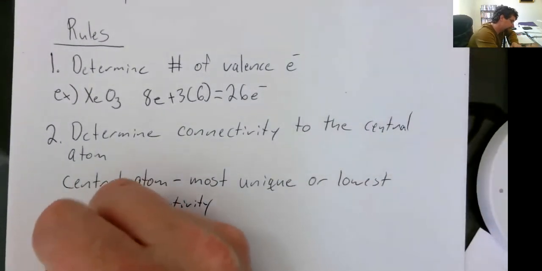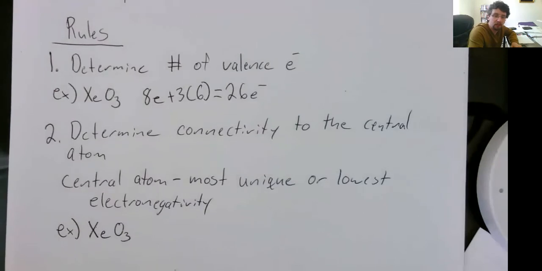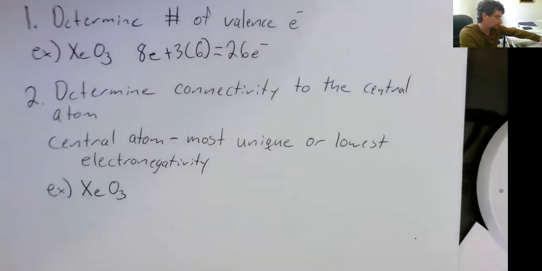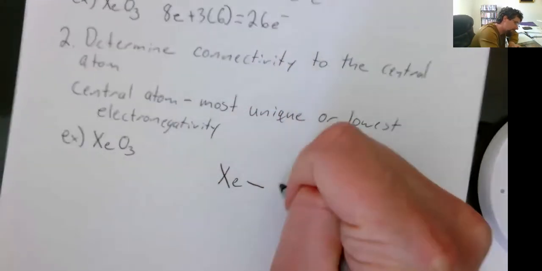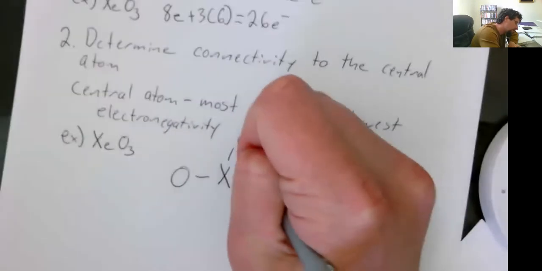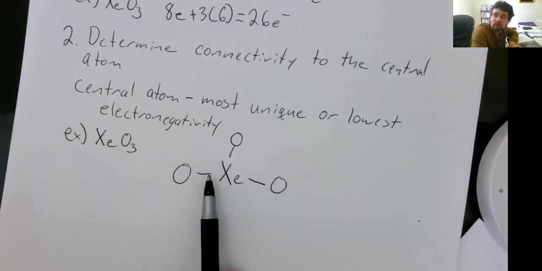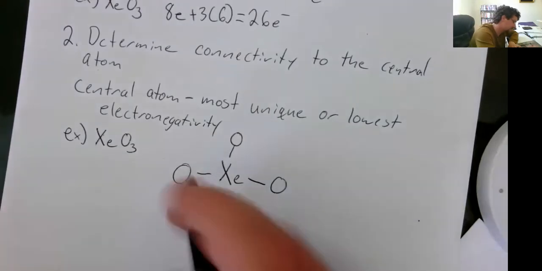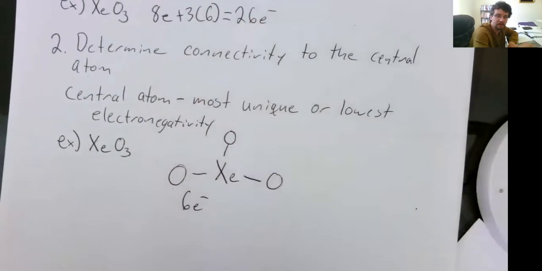But for our example, we've got xenon trioxide. Xenon, there's only one of them. That's actually going to be the central atom. So we draw this xenon, and we draw some bonds to it. Note that each of these lines is a single bond, representing 2 electrons. So far we've accounted for 2, 4, 6 electrons. We still have to work our way up to that 26 number.